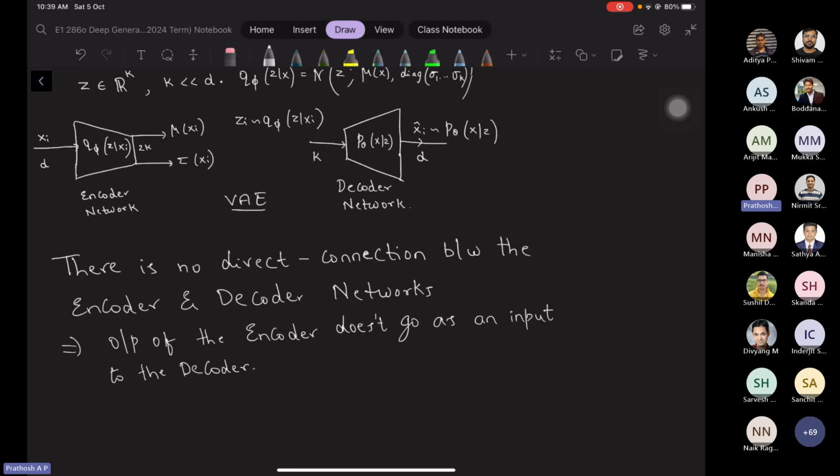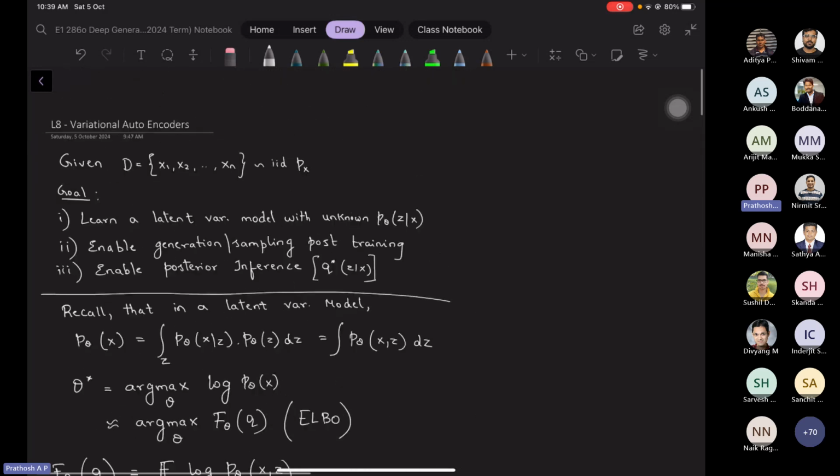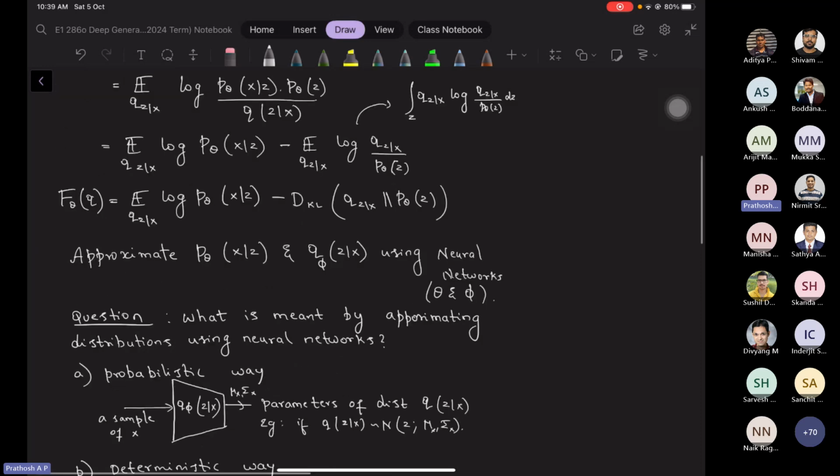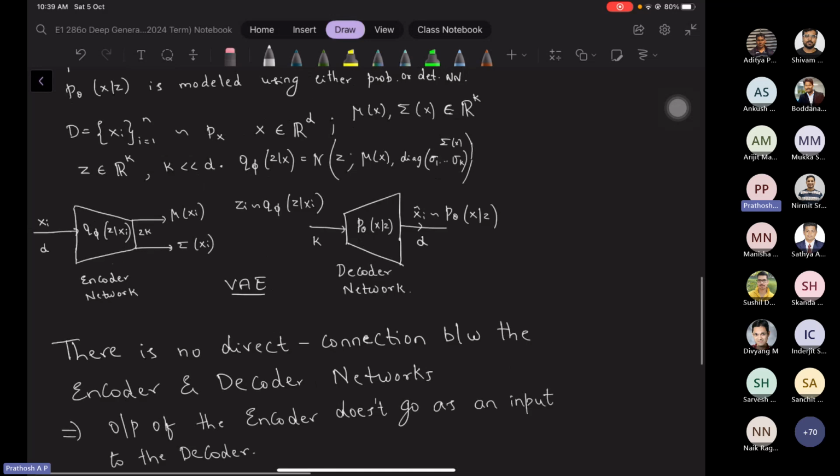Is the setup clear now? We'll now have to see how to train this, or rather how to get the parameters by optimizing the ELBO, and also how to do generation and inference later. Remember, we had these three goals: learn a latent variable model, enable generation, and enable posterior inference. We'll see all that. But in terms of architecture, is all of you clear on what is happening?